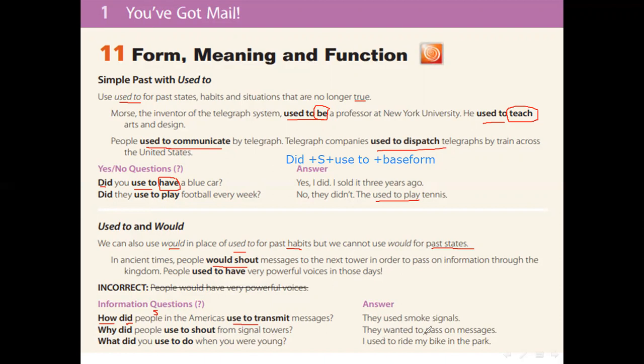Number 2, why did people use to shout from signal towers? They wanted to pass on messages. Number 3, what did you used to do when you were young? I used to ride my bike in the park. Question word, did, subject, use, not used, pay attention, use to plus base form, and the answer, we use the simple past, used to ride, or wanted, or used, simple past. Is it clear? Okay.